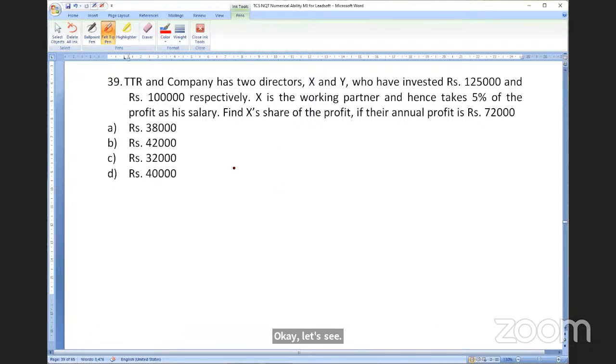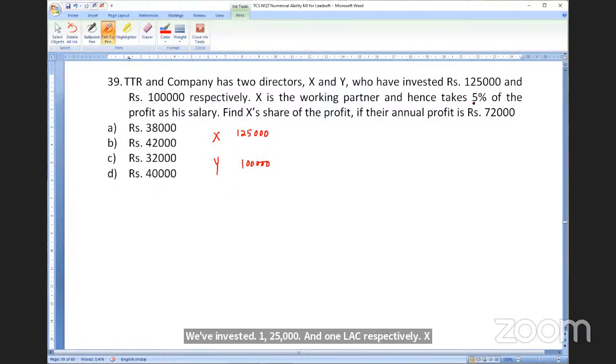TTR and company, it is a company, has two directors, X and Y, who have invested 1,25,000 and 1 lakh respectively. X is the working partner and hence takes 5% of the profit. Find X's share of the profit if the annual profit is 72,000.